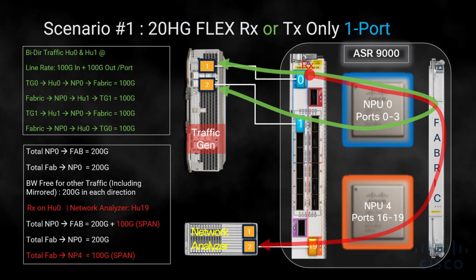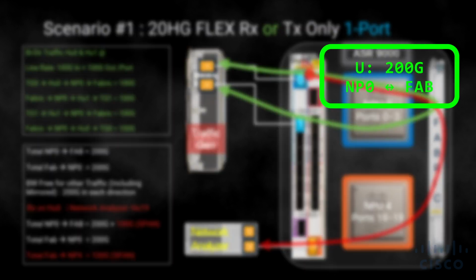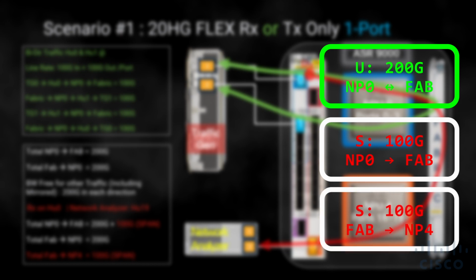So the fabric can send it to NPU 4 out port 19. So now we have 300 gig going from NPU 0 to fab, and from fab 200 gig user traffic and 100 gig span traffic. This should work. You shouldn't see any big issue, especially at IMIX. I don't see any problem here.